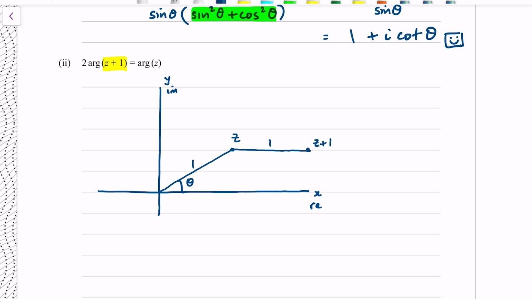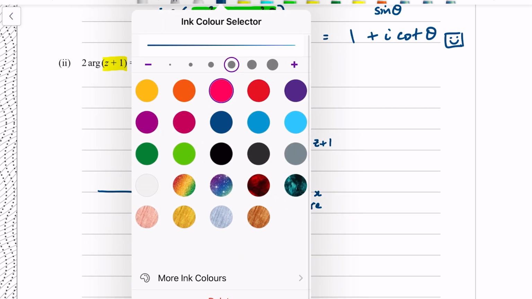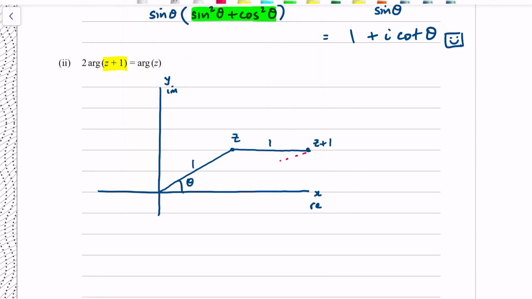Now the question is, what's the argument of that complex number? Well, we would just draw a dashed line from here to the origin, and that angle there would be the argument of z plus 1. Let's just call it alpha. So let's say that argument of z plus 1 is equal to alpha. And we just need to prove that 2 lots of that angle alpha is equal to the argument of z, which is theta.